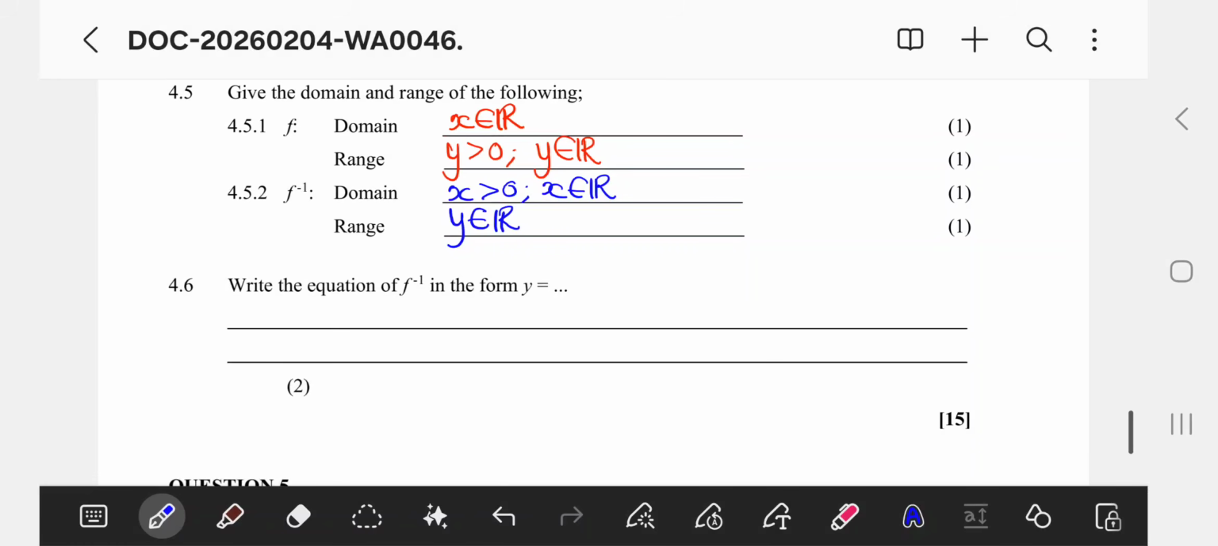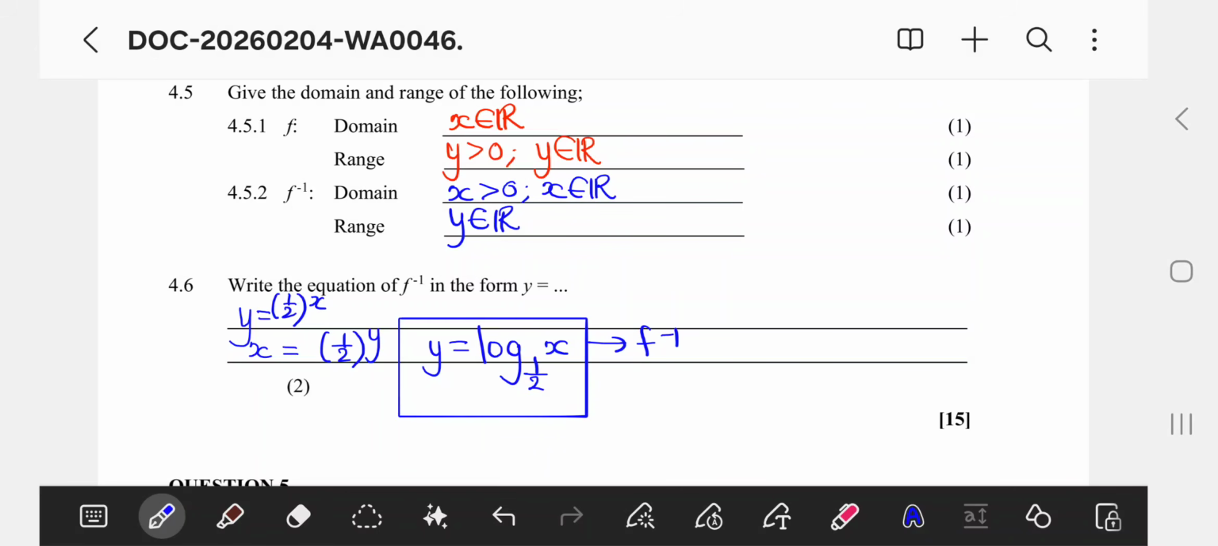And 4.6 says, write down the equation of f to the minus 1 in the form y is equal to. So we had y is equal to a half to the power x. The first step is to swap x and y. So we're going to have x is equal to a half to the power y. The next step is to make y the subject. Remember we said that y is up there. We need to bring it down in line with everything. And to do that, we introduce log on the right-hand side. Whatever is the base of the exponent becomes the base of log, and x goes next to that in line with log. So this would be the equation of the inverse.